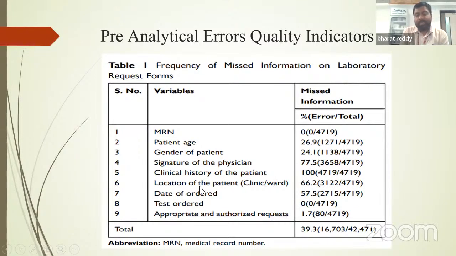Location of the patient, so where the patient is located, clinic or ward, and which ward they have to mention. Date of order. And then what tests are ordered? It is 0%, meaning all the requests show what test we have to perform. An appropriate and authorized request. So these are all the quality indicators. Based upon these indicators, we can say that this request is errorless or correct.